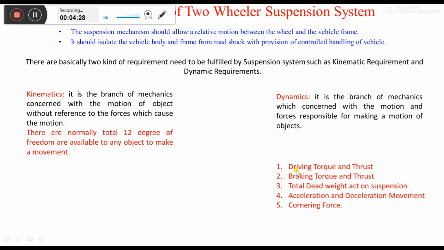So what are the forces? Driving torque, driving thrust, braking torque, braking thrust. Thrust is nothing but the force. Okay, so total dead weight acting on the suspension system, acceleration and deceleration moment, cornering force. So all those come under the dynamics.